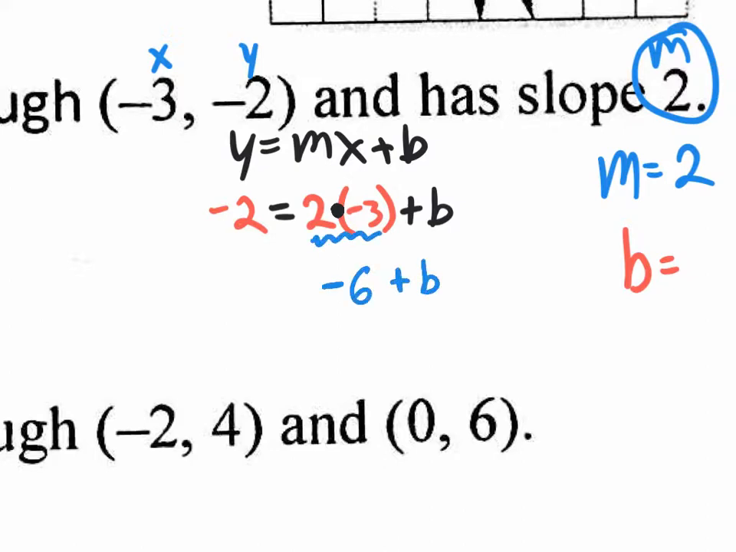Bring down the plus b, bring down the equal, bring down the -2. I need to get rid of that -6. So what do? Plus 6. Plus 6. My final answer will be 4 equals b.